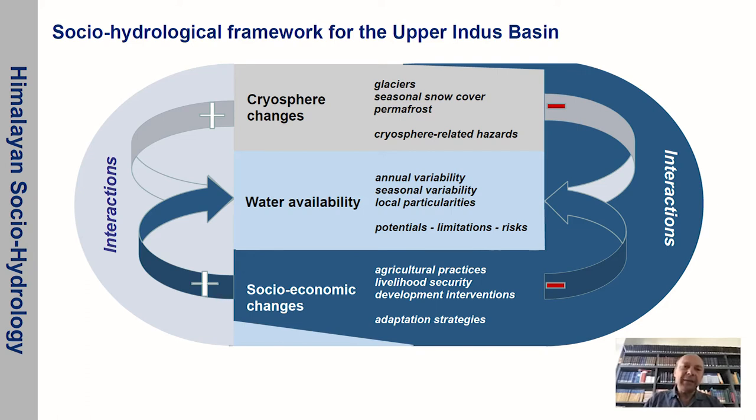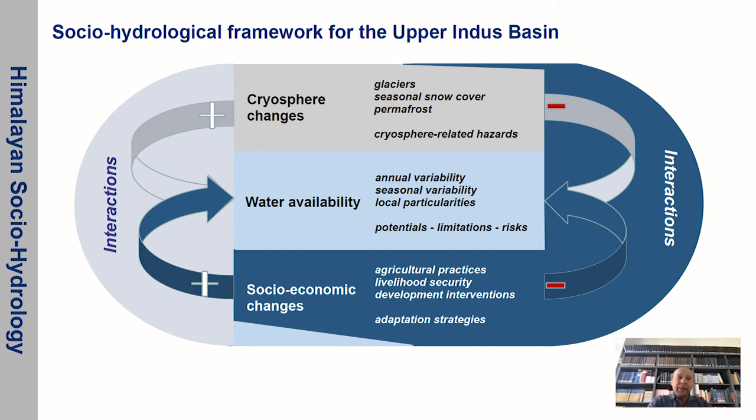But on the other hand, it also deals with water availability, not only in the context of the continental scale water towers of the Himalayan region, but also on the local and regional scale, where villagers in different places of the Himalayan region produce their agriculture, and they are dependent on this water availability. In this context, the annual and seasonal variability are important, and always local particularities. And I will come back to these aspects in my case studies. We always have to see the potentials, limitations, and the risks that come with this changing water availability.